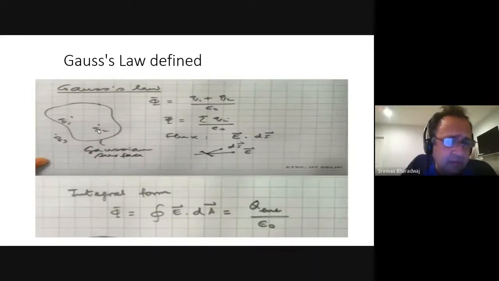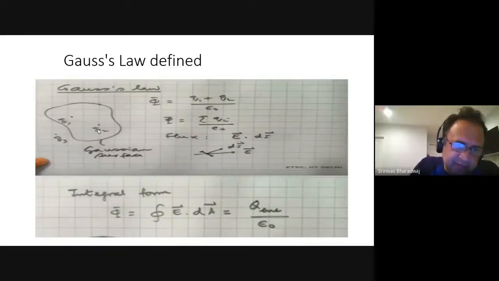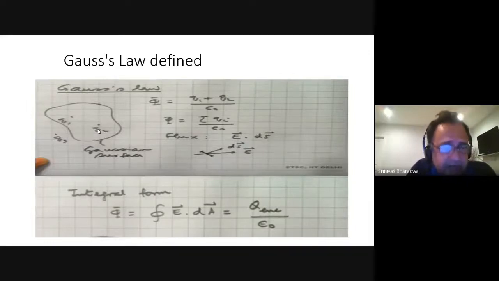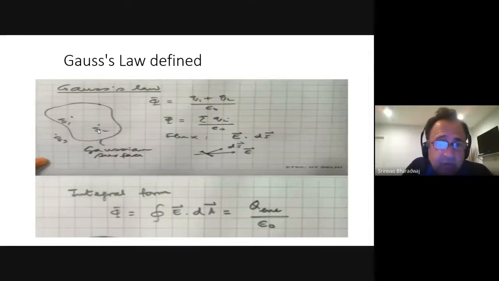Now let me ask you the counter question. Let us say Q1 is a positive charge, Q2 is a negative charge, and Q1 equals Q2 in magnitude. So it is a dipole, right? You put a closed surface around it, any closed surface. What will be the flux? It will be zero, because the net enclosed charge is zero.